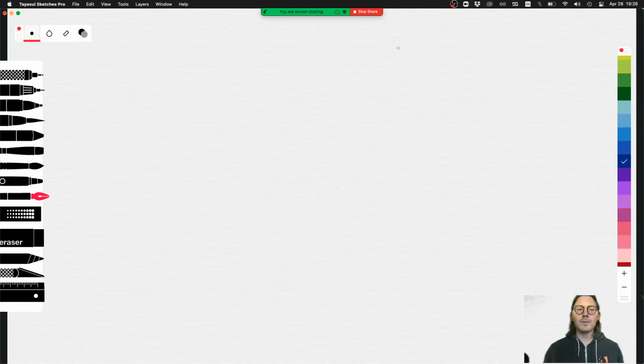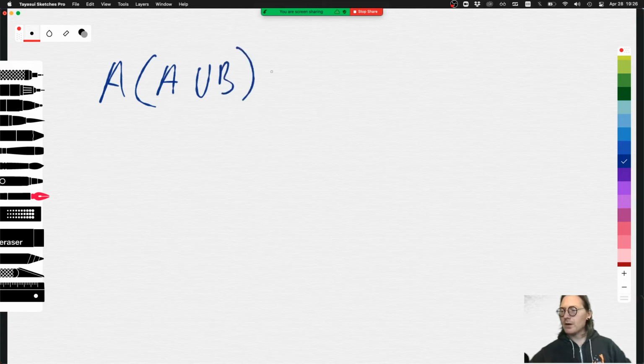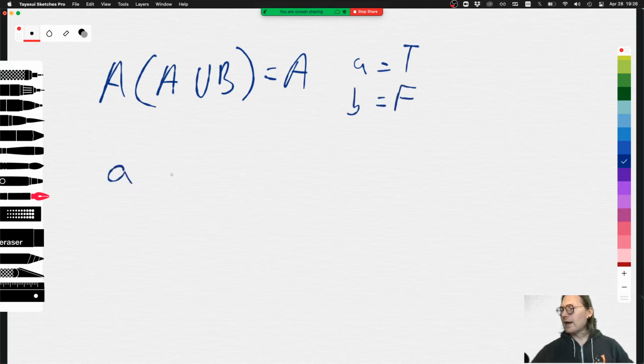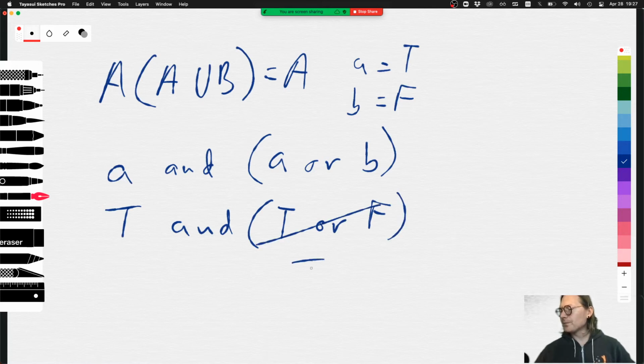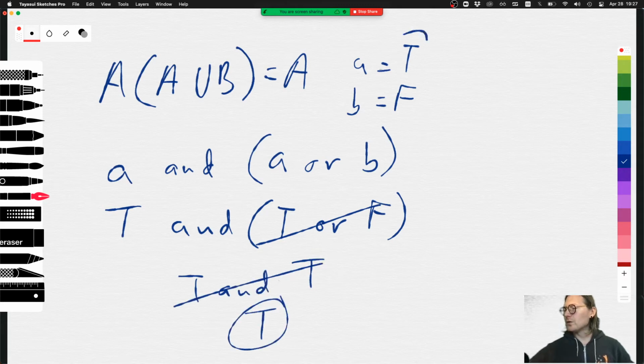Now, the other absorption law here is going to be A intersect (A union B). That's going to equal A. And again, we'll do A is true, B is false, and we'll just think about, okay, well, A and (A or B). I'm just going to simplify this to single letters. I'm not going to write out true. I'll just say true and (true or false). Well, true or false, what is that? That's true. True and true, what is that? That's true. We've absorbed into A.